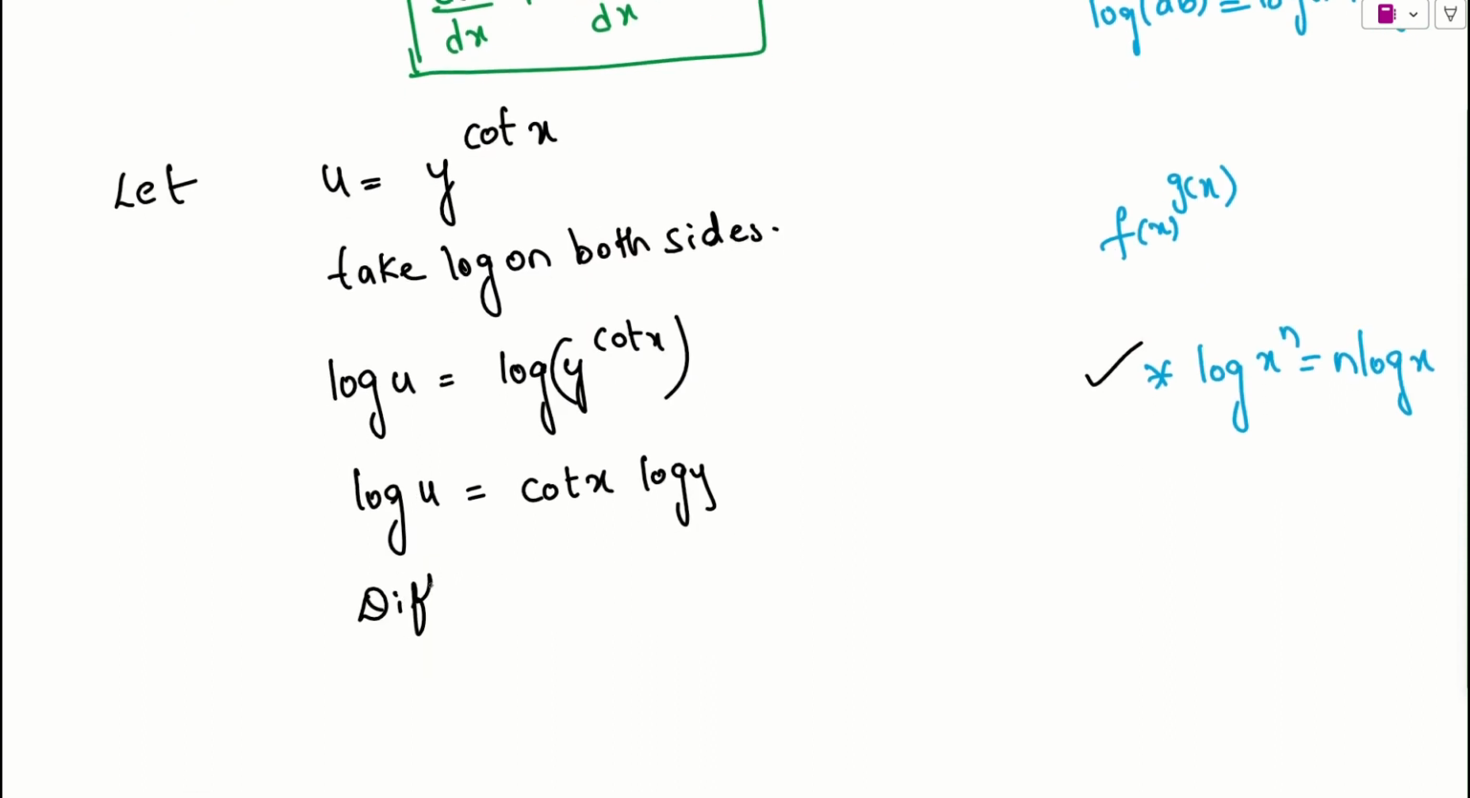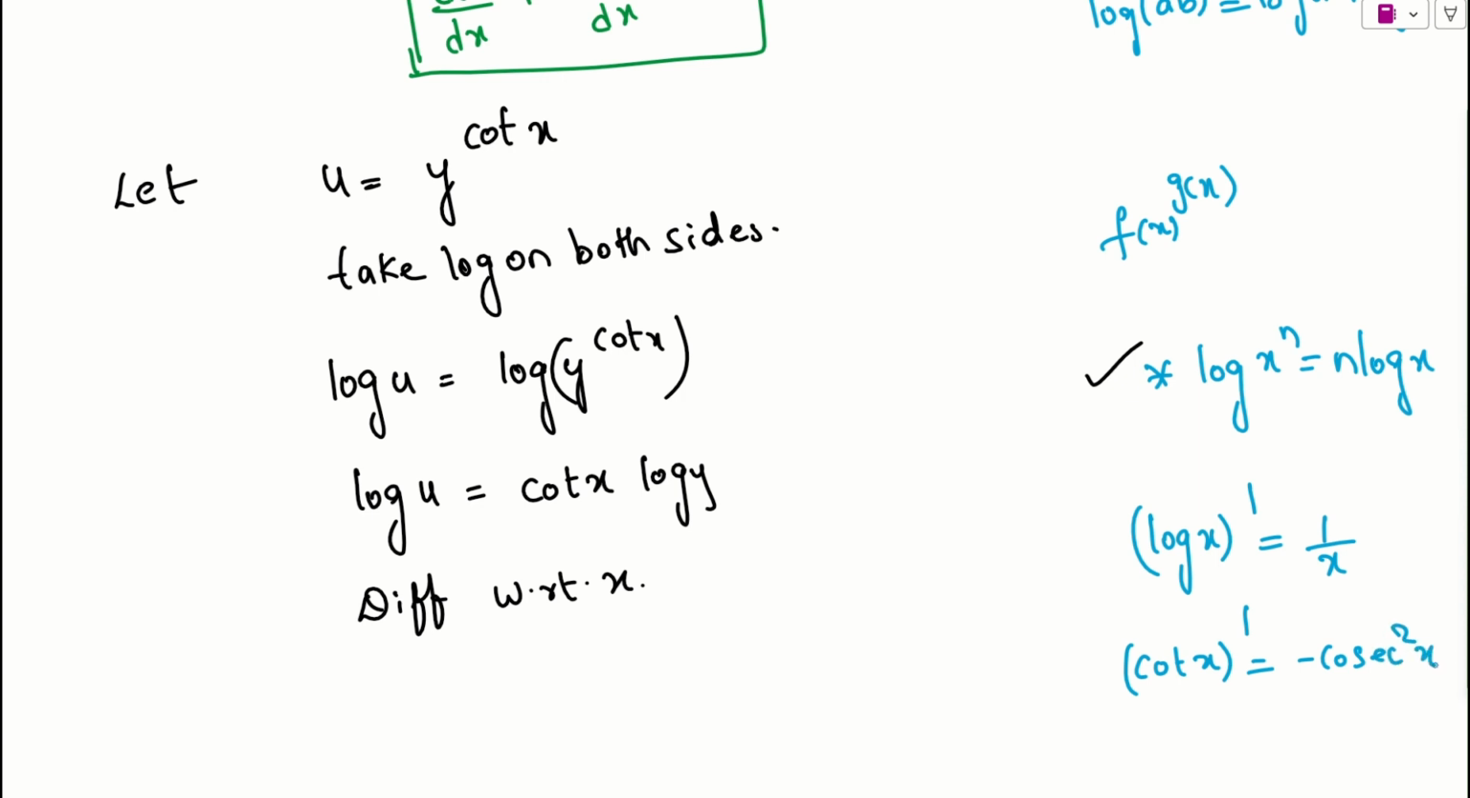Now what should we do? We have to differentiate this function with respect to x on both the sides. We know that the derivative of log x is always 1/x. And what is the derivative of cot x? Let me write that also. The derivative of cot x is minus cosecant square of x. Let me solve this further.